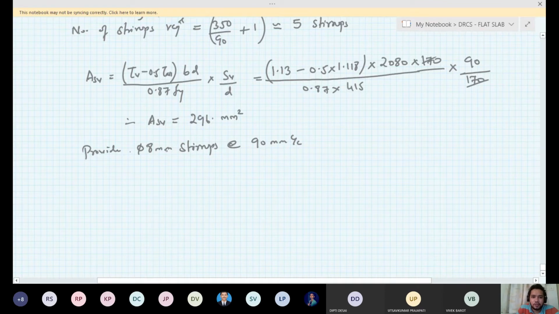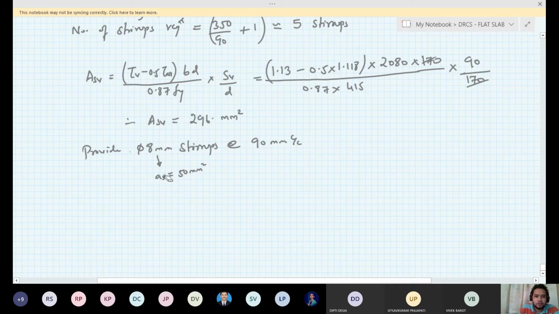So for 8 mm diameter stirrups, the area of the stirrup is 50 mm square. Okay, so to resist ASV, we have to find the number of legs. So it will be 296 divided by 50. So 6 legs are required. So let us provide 8-legged stirrups.